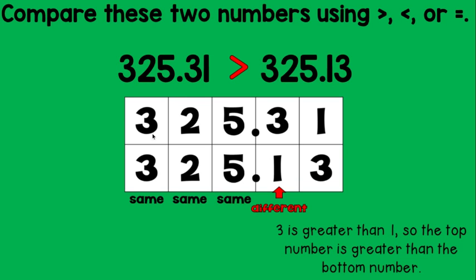So when we're looking at the place value, we're going to compare the largest place first, and then we're going to keep going down to the smallest. Since these were the same, we went to the tens place. The tens place were the same, we went to the ones place. The ones place was the same, so we went to the tenths place. Because this is greater, this number is larger.